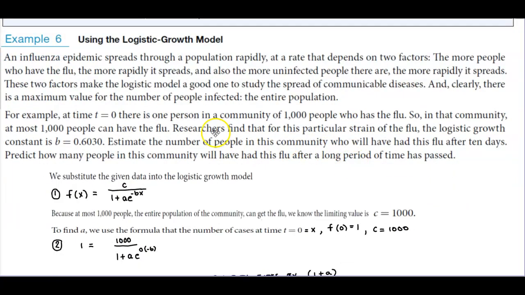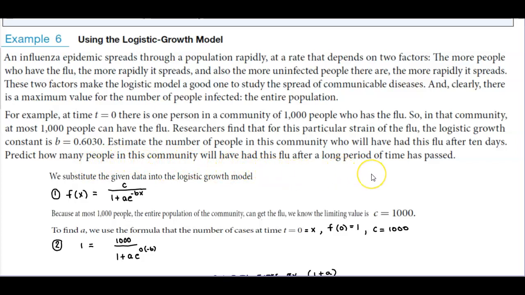Now, for example, at time equal to 0, or the initial time, there is one person in a community of 1,000 people who has the flu. So in that community, at most, 1,000 people can have the flu. Researchers find that for this particular strain of the flu, the logistic growth constant is b, which is equal to 0.6030. And we're going to estimate the number of people in this community who will have had this flu after 10 days. So let's predict how many people in this community will have had this flu after a long period of time has passed.